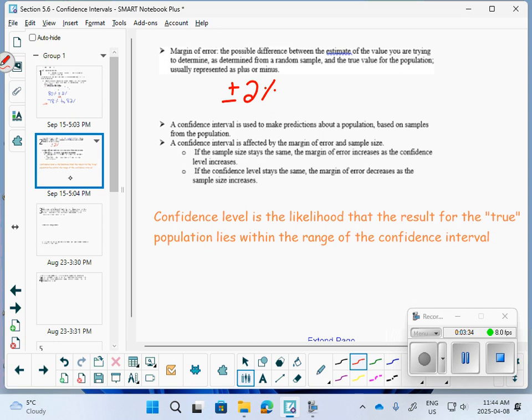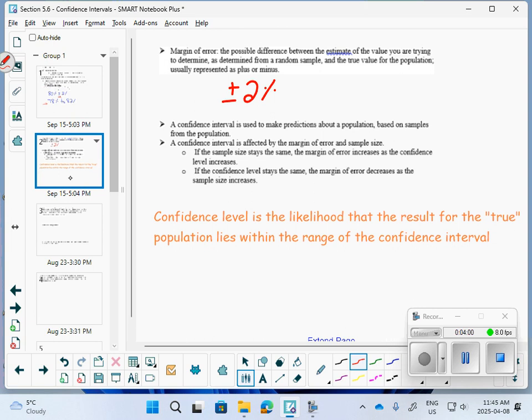A confidence interval is used to make predictions about a population based on samples from the population. A confidence interval is affected by the margin of error or sample size. So if the sample size stays the same, the margin of error increases as the confidence level increases. And then if the confidence level stays the same, the margin of error decreases as the sample size increases.